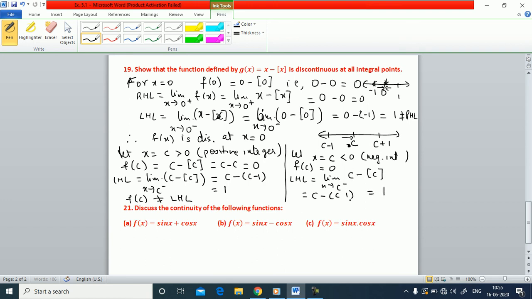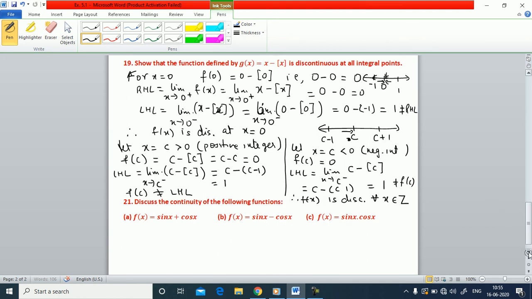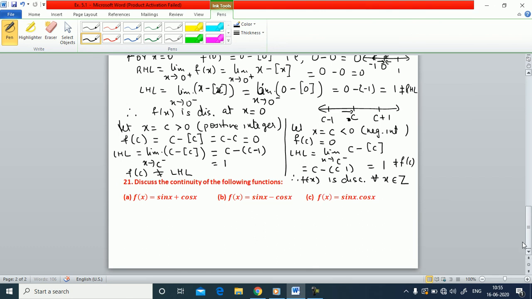So it comes out to be 1, which is not equal to the value of the function at c. Therefore we can say f(x) is discontinuous for all x belonging to Z. So no matter what integer it is, f(x) will come out to be discontinuous.